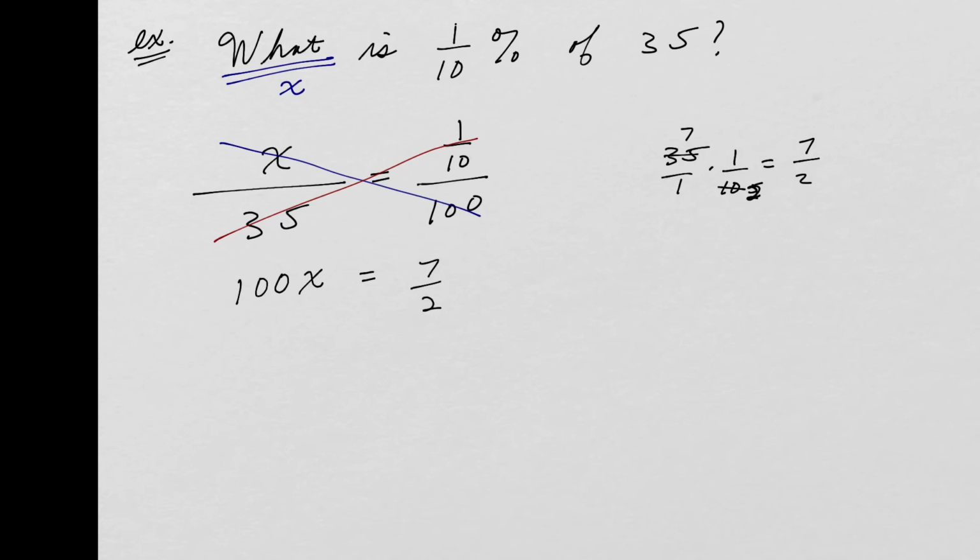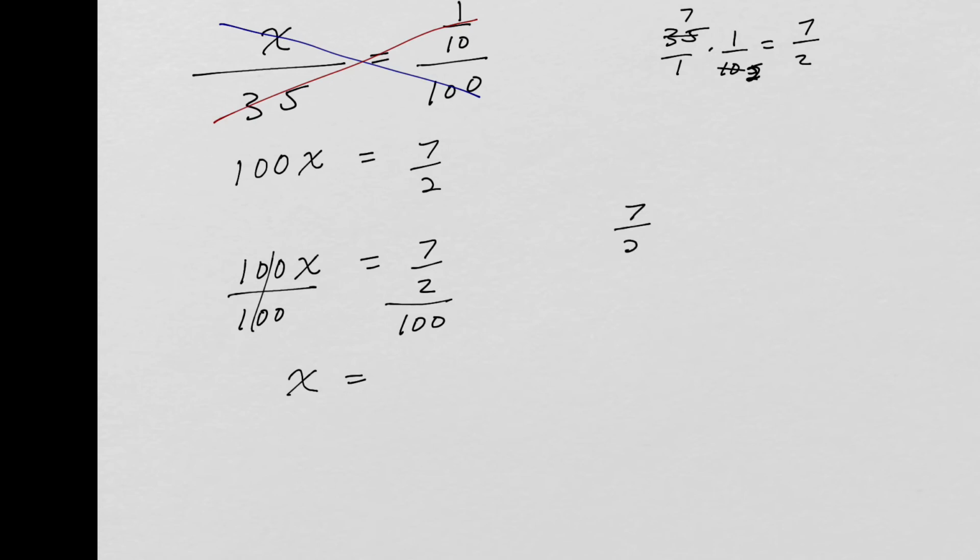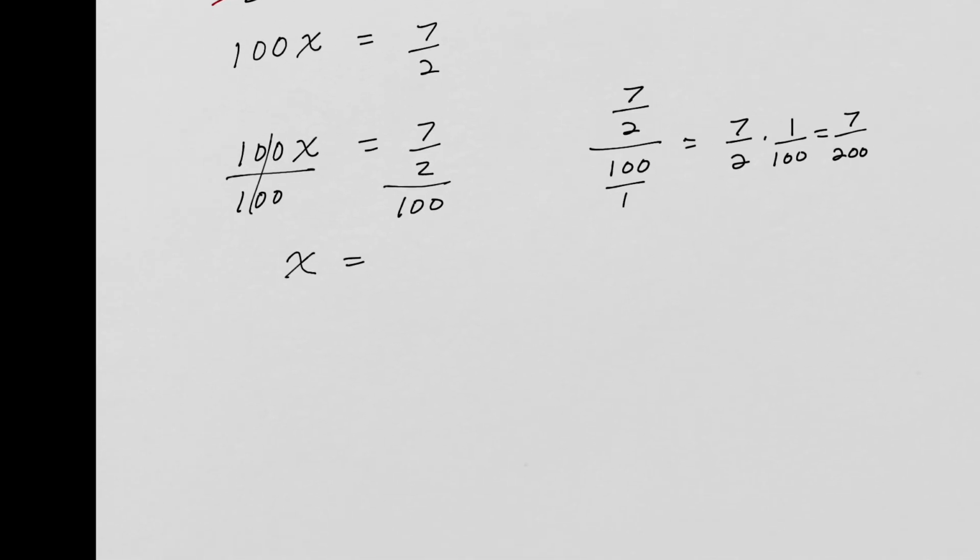And then finally, to get x by itself, I have to divide both sides by 100. So x equals, well, we can do this division. Remember, you can write the 100 as 100 over 1. So this is equal to 7/2 times the reciprocal, 1 over 100. And that's going to be 7 over 200. So that would be the answer, 7 over 200.